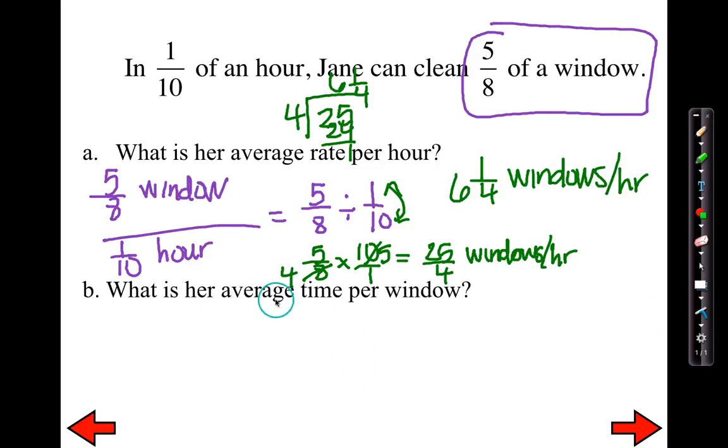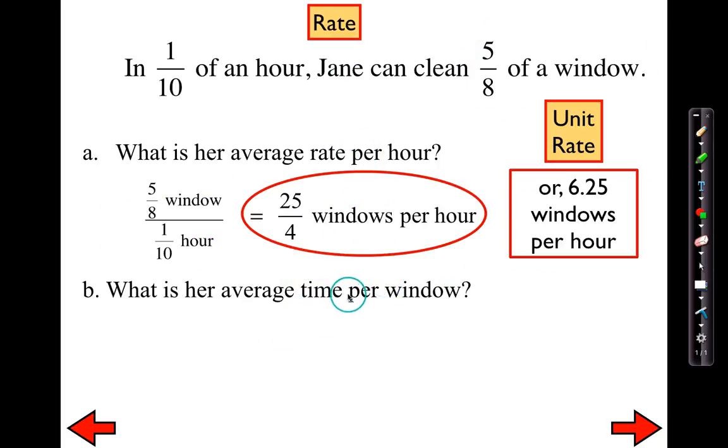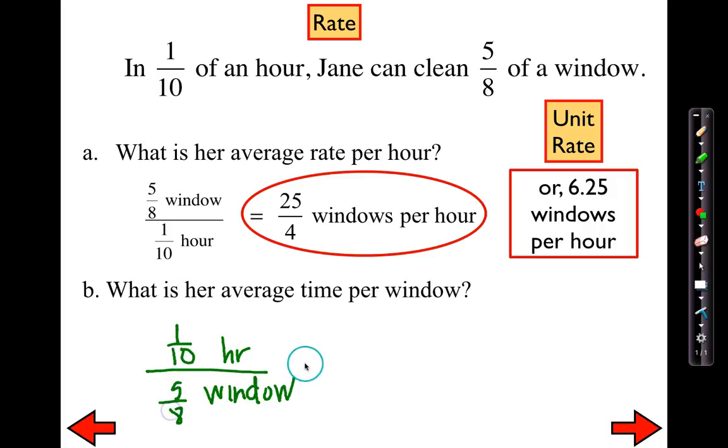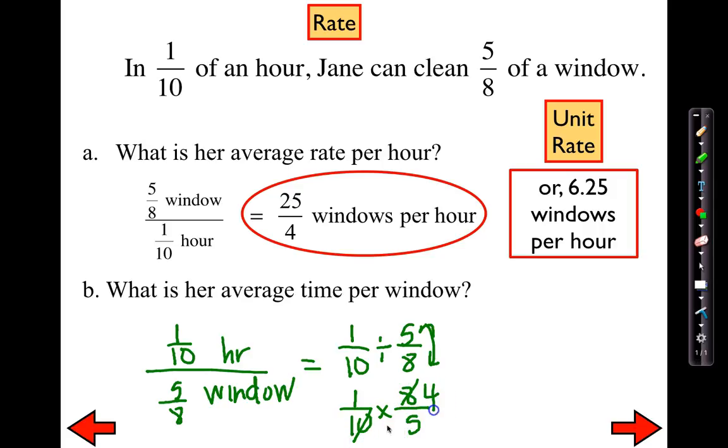Now, what is her average time per window? In order to determine her average time per window, what we're going to do is actually do the reverse of it. Because we want to know how much it is per window, we're actually going to set it up as hours over window. So in this case, we're going to do 1/10 of an hour over our 5/8 window. We're going to go ahead and simplify that as 1/10 divided by 5/8. Which is basically 1/10 times the reciprocal, which is 8 over 5. I can cross reduce by 2, which is going to leave me with 4/25.